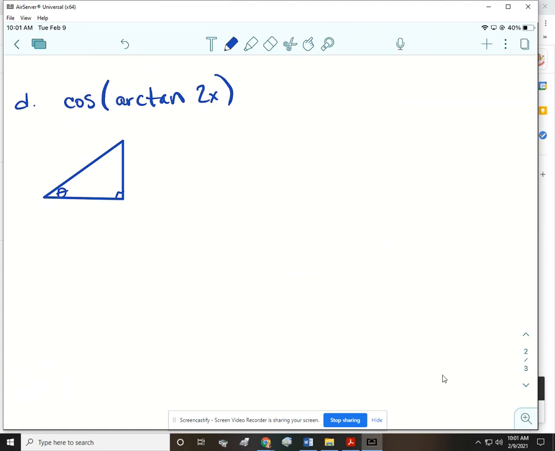Now, what I know is that the tangent of this angle is 2x. There's many ways we can represent 2x. The easiest way is just to have the opposite be 2x and the adjacent be 1. All right, and then to find the hypotenuse, it's going to be those two sides squared and added to each other. So c squared is 4x squared plus 1. So c is the square root of that.